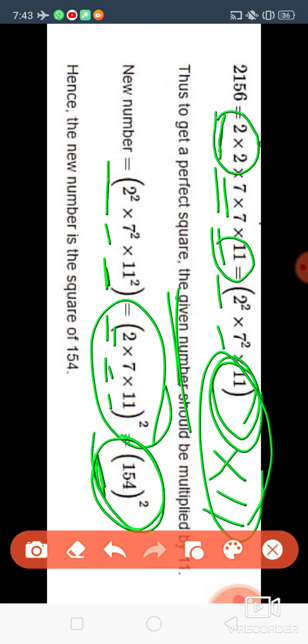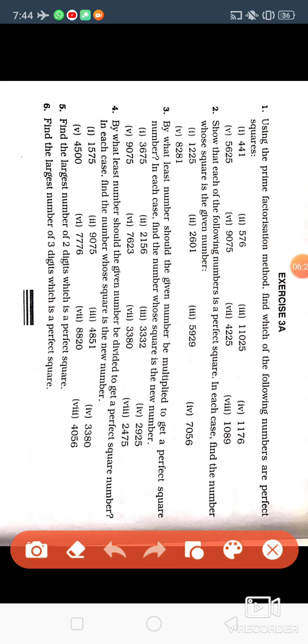In the same way you can solve the rest of the questions. Then tomorrow we'll discuss question number 4.